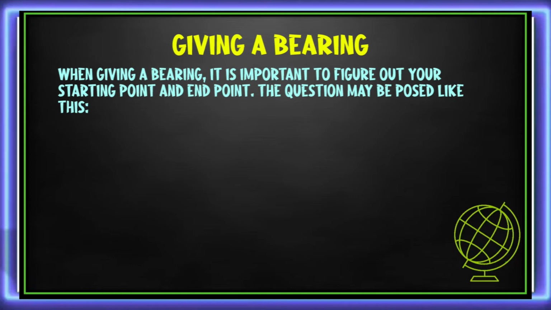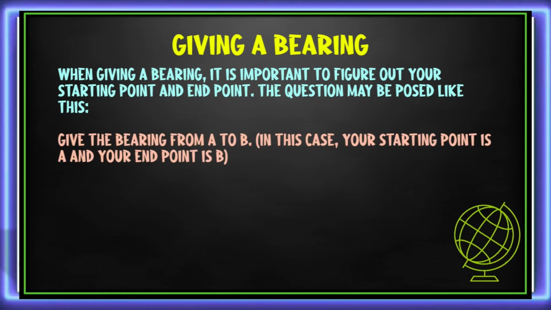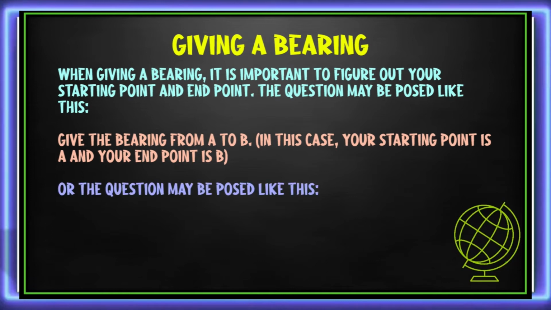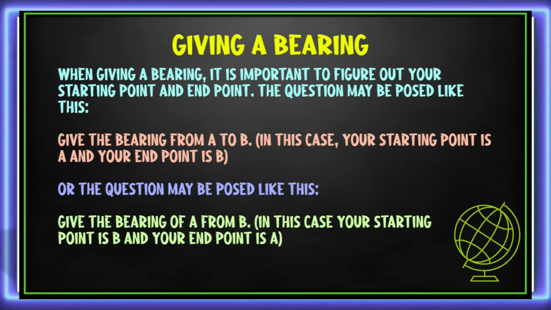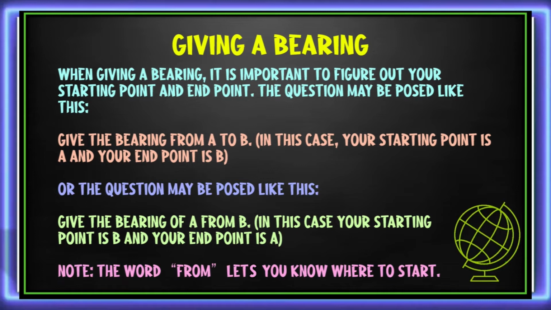The question may be posed like this: Give the bearing from A to B. In this case, your starting point is A and your end point is B. Or the question may be posed like this: Give the bearing of A from B. In this case, your starting point is B and your end point is A. Note the word "from" lets you know where to start. So be careful when reading the questions.